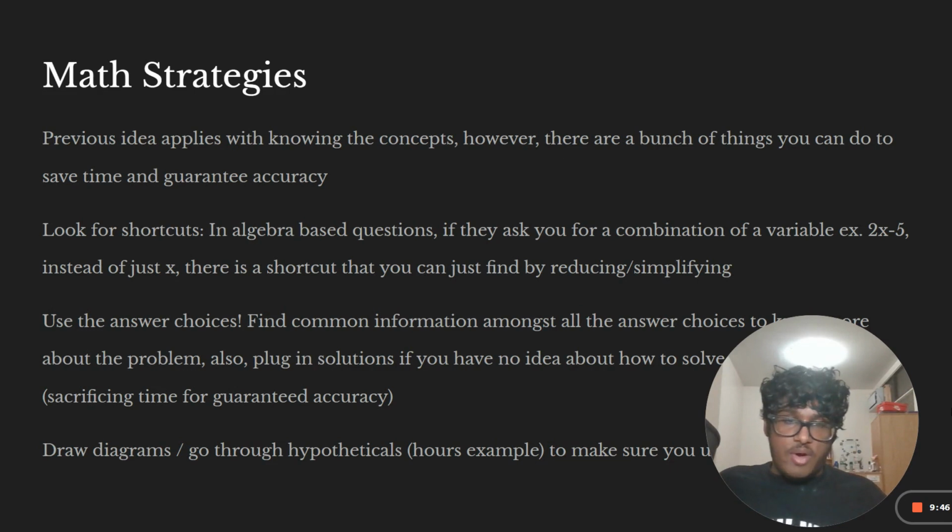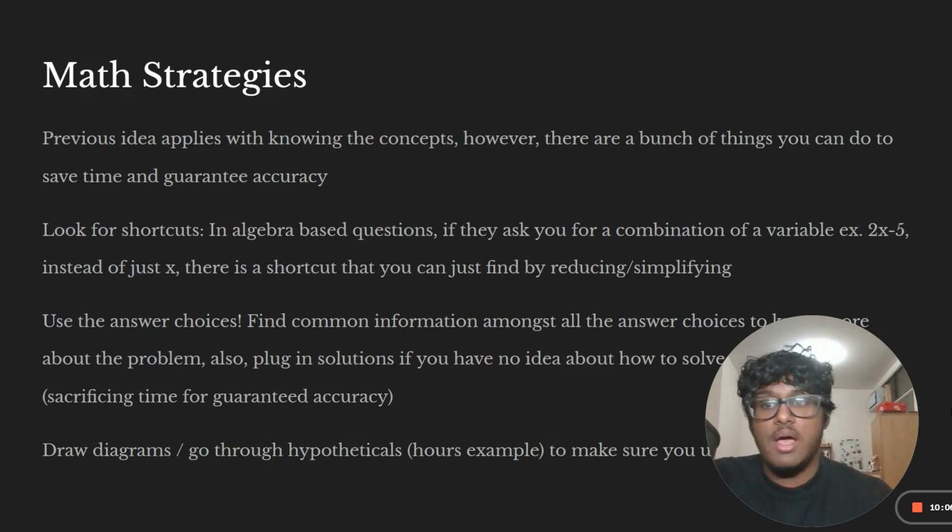The previous idea that I talked about still applies, that you need to learn the concepts and then be able to apply the rules. But here are a bunch of things that you can do that aren't those rules that are going to guarantee accuracy. So that whole spiel that I gave before applies to math as well. Learn those rules, but these things don't really involve rules, and you just apply them and they'll help a lot, right?